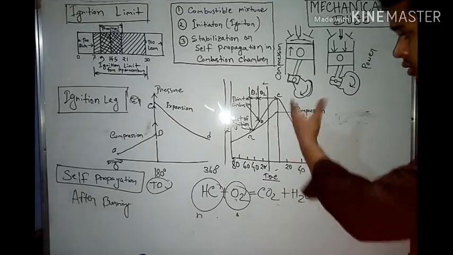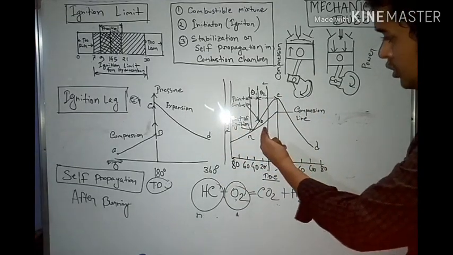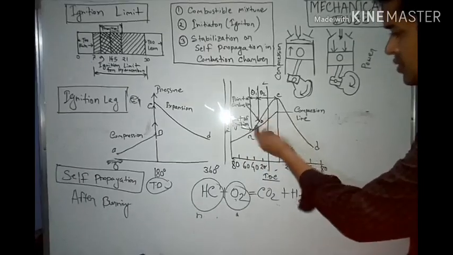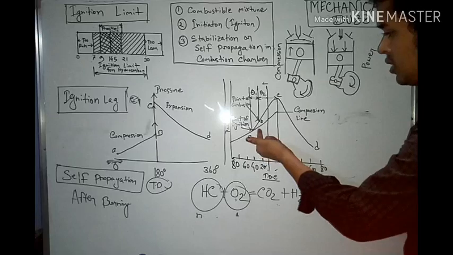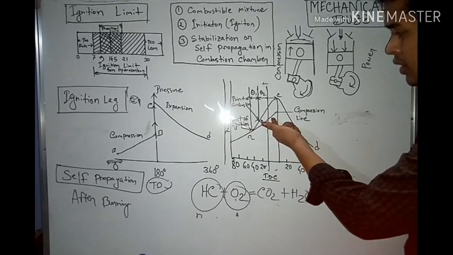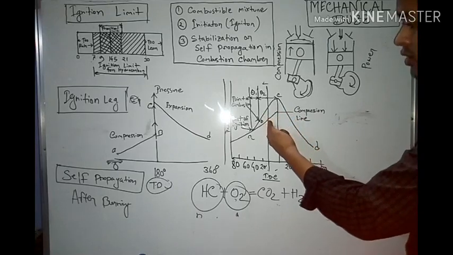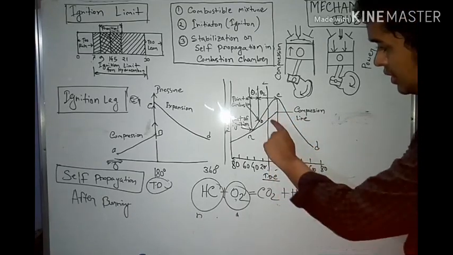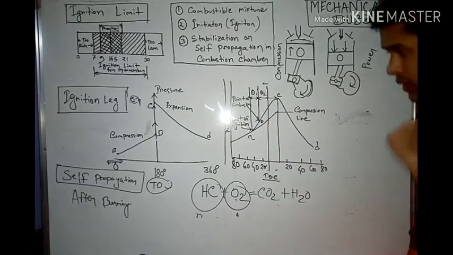But in this diagram, you can see that the piston is going up and up and up. This is the movement of the piston here. It is intersecting here, and it is also moving up. That means the piston has reached TDC, and then it is coming down towards BDC.